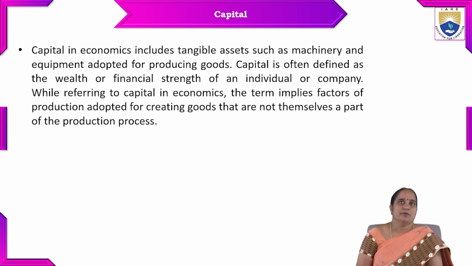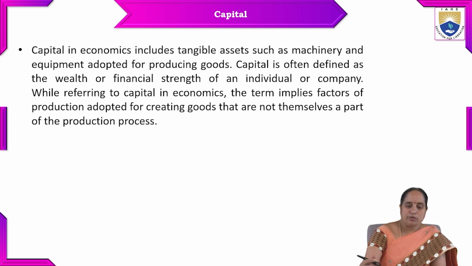So, let us start with the meaning of capital. Capital in economics includes tangible assets such as machinery and equipment adapted for producing goods. Capital is also considered as the wealth or financial strength of an individual or a company. While referring to capital in economics, it implies that the factors of production adapted for creating goods are not themselves a part of the production process.